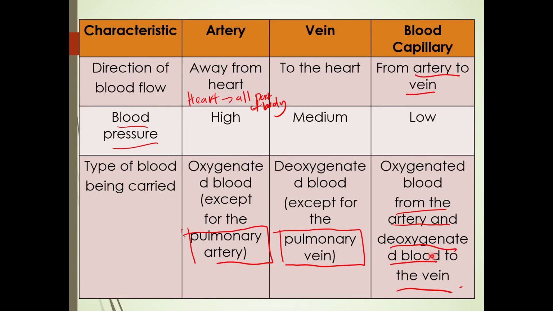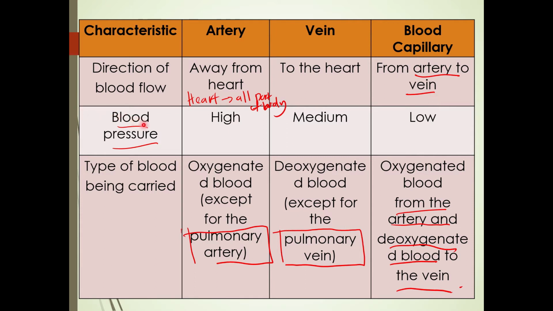Alright, so how about the direction of the blood flow? For the artery, it is away from the heart, because they carry the oxygenated blood. Of course, the heart pumps out the oxygenated blood away from the heart, right? Because it has to travel to all the parts of our body. And then the vein is to the heart, and the blood capillary is from artery to vein. This one is connected, right? It's a connector, so that's why it's only from artery to vein.